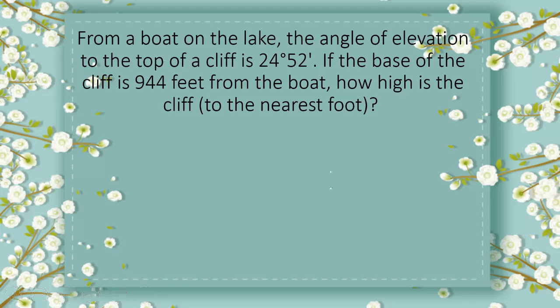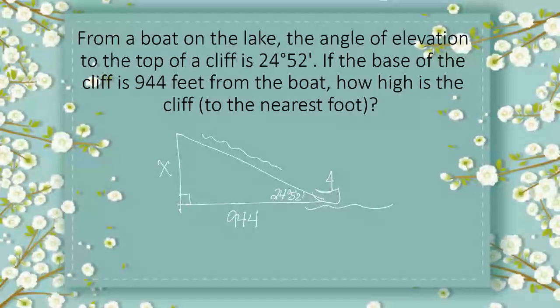So I've got a boat on a lake. We've got our boat out here on the lake, and we know that there's a cliff. The angle of elevation from the boat to the cliff is 24 degrees, 52 minutes. The base of the cliff is 944 feet from the boat. How high is the cliff? This is what we want to find. We don't care about the distance from the boat to the top of the cliff for this problem. We care about how high the cliff is, and we know that the boat is 944 feet from the base of the cliff.